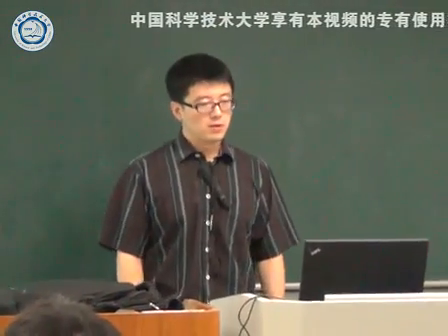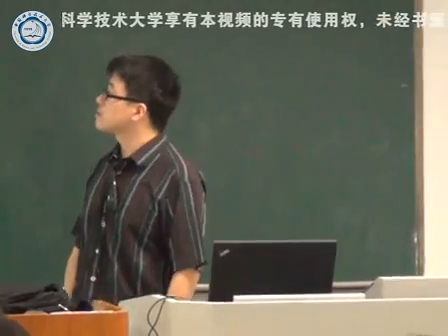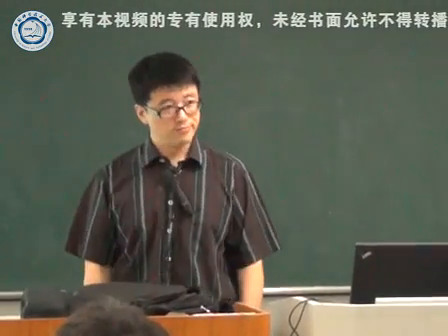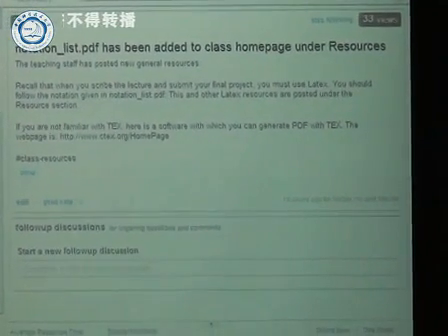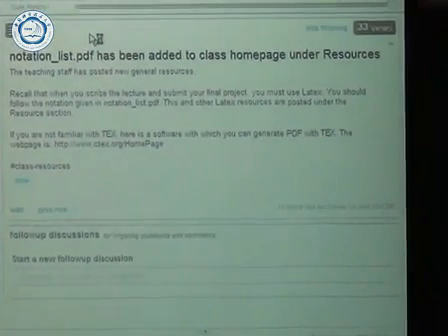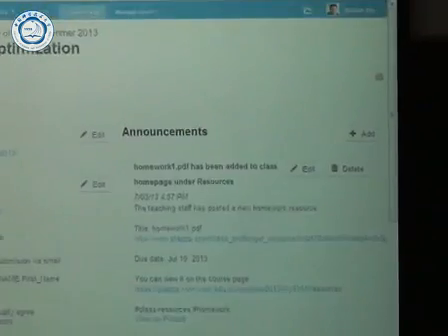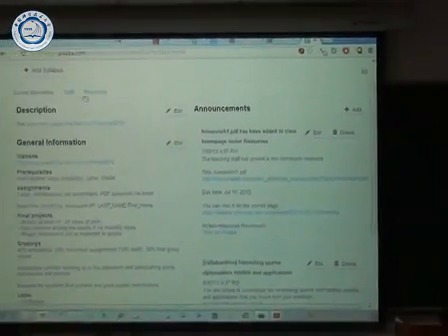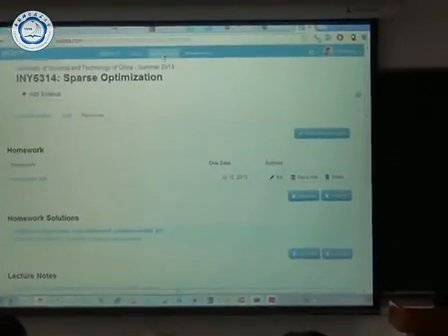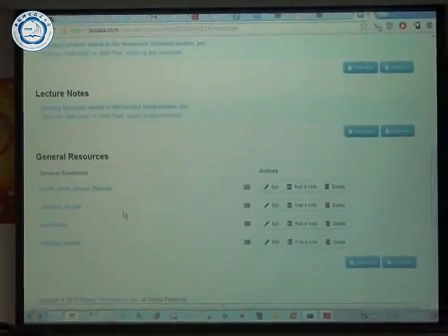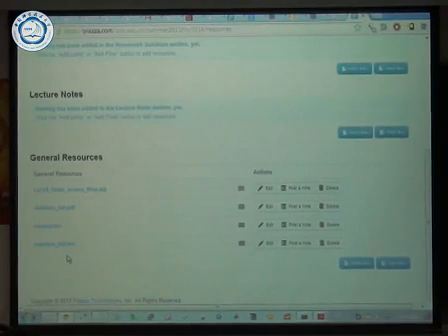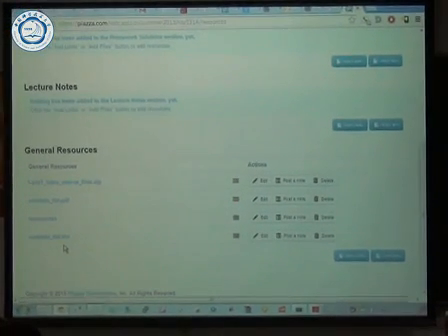So we posted a set of notation. The notation list has been added to the class homepage under resources. What it basically does is formalize the notation. You click on class, it goes down somewhere. Yes, resources. So click on course page and click on resources. Then scroll down, and you're going to see a bunch of resources. Let me tell you roughly what these are.